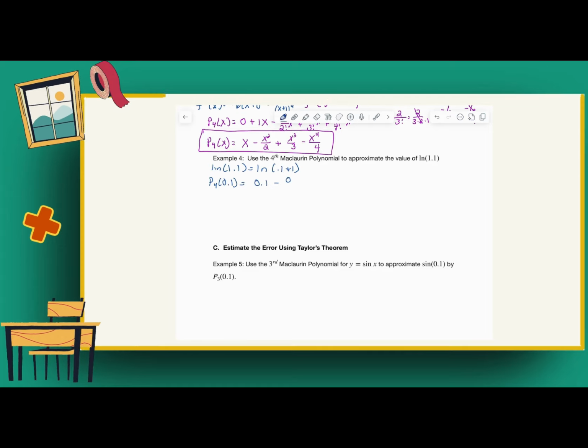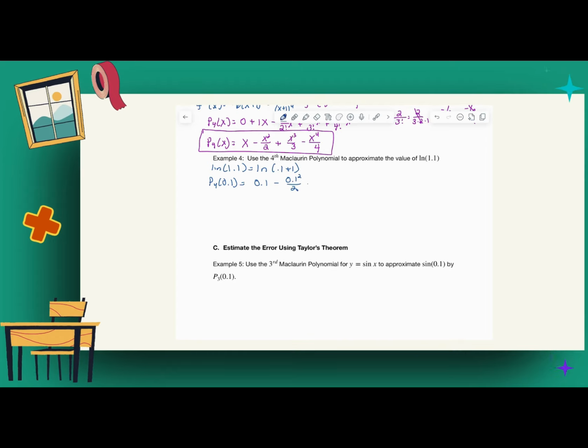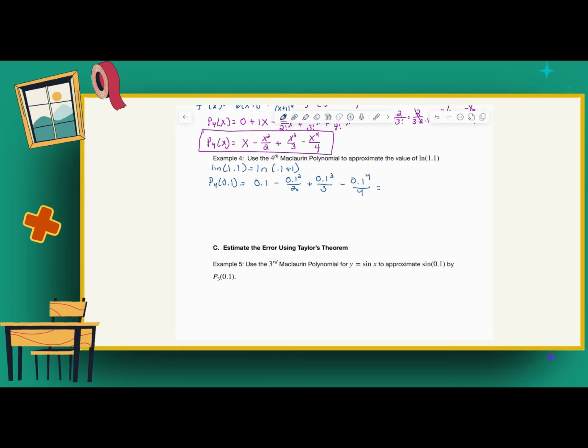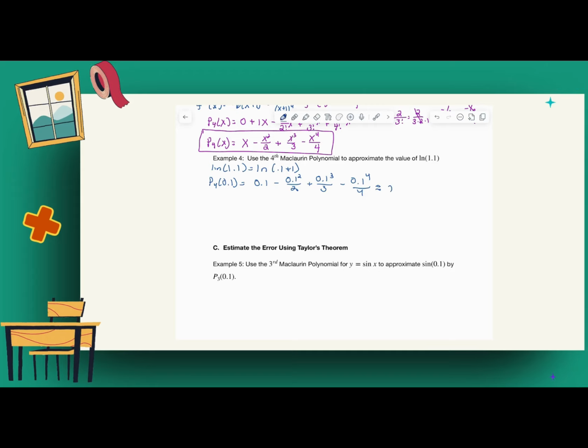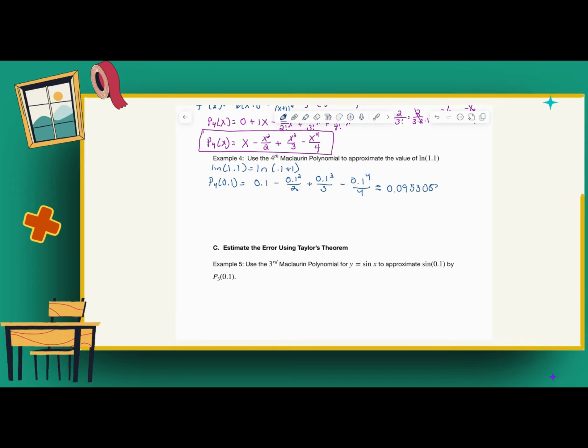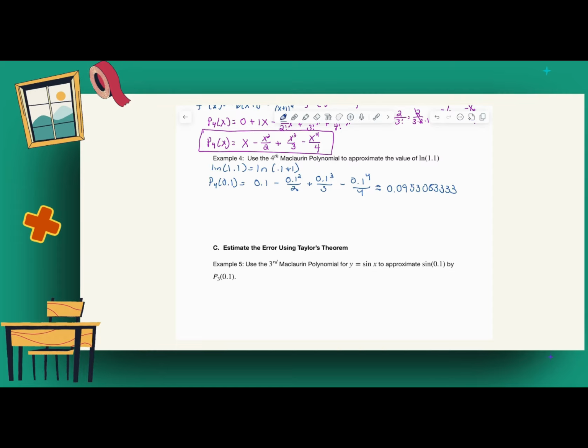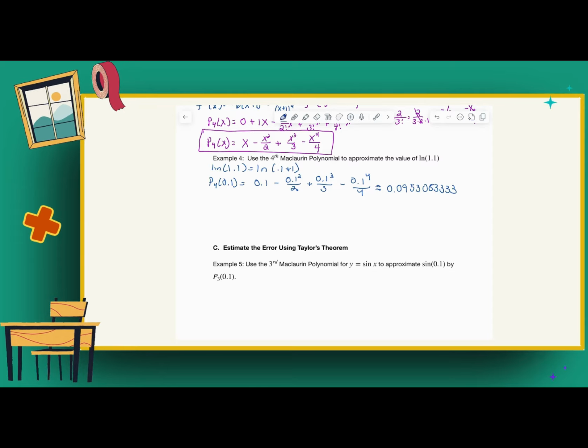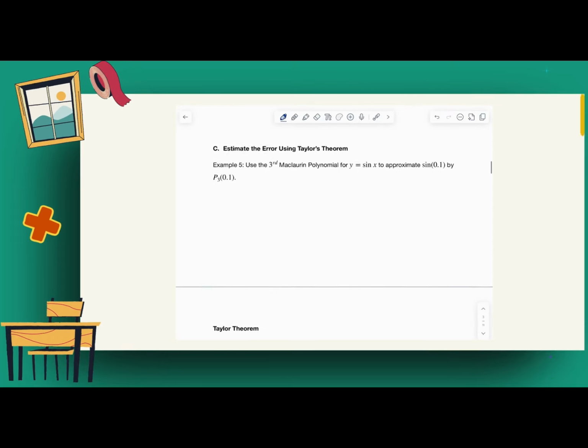So I'm going to do the Maclaurin polynomial at 0.1, which is 0.1 minus 0.1 squared over 2 plus 0.1 cubed over 3 minus 0.1 to the fourth over 4. Now I'm just going to punch that into my calculator, and I end up with 0.095308333. And that is our first approximation with Taylor polynomials.